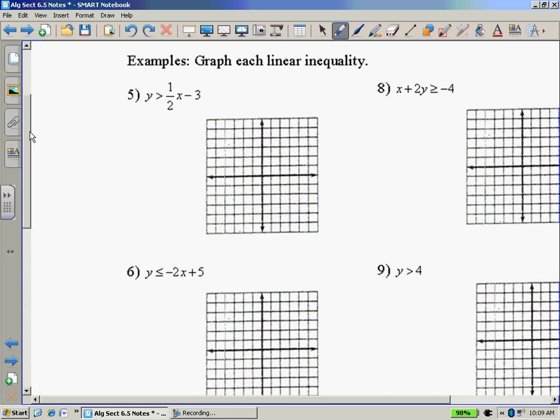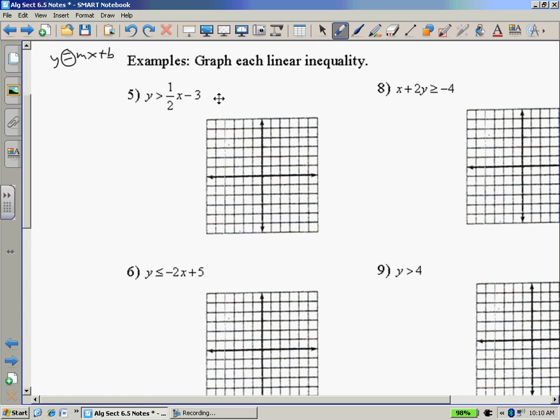All right, so we're going to graph each linear inequality. Well, first things first, we have to make sure it's in slope-intercept form, which it is. Remember, slope-intercept form would be y equals mx plus b, except now this equal sign can be an inequality of some kind: less than, greater than, less than or equal to, greater than or equal to, or not equal to, although we're not going to graph not equal to.